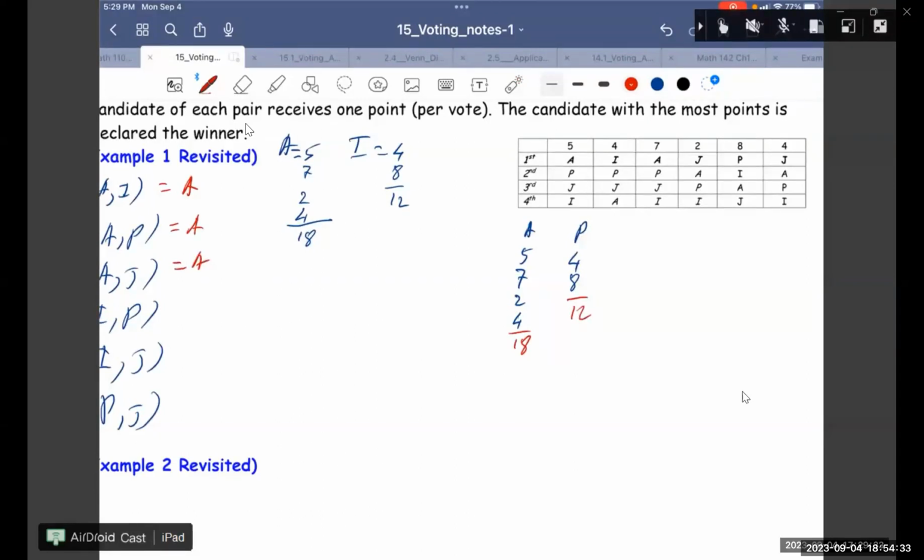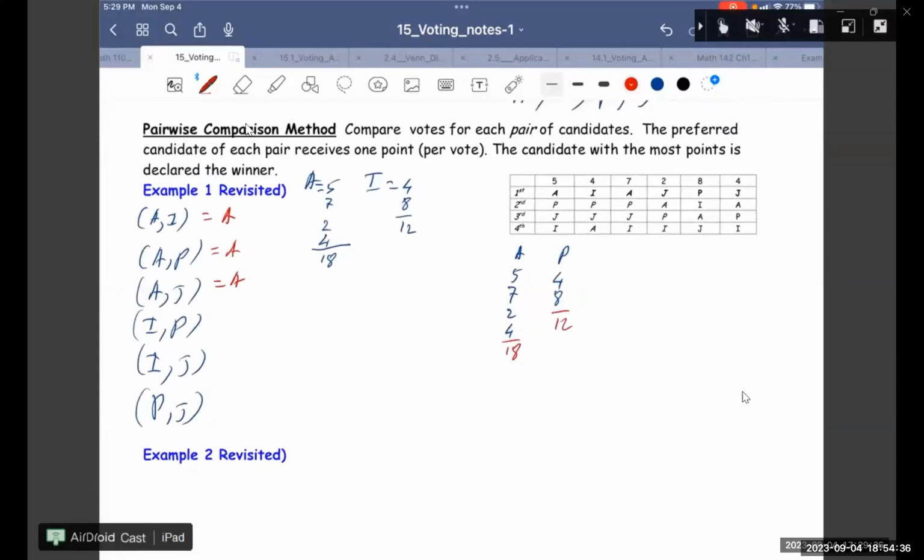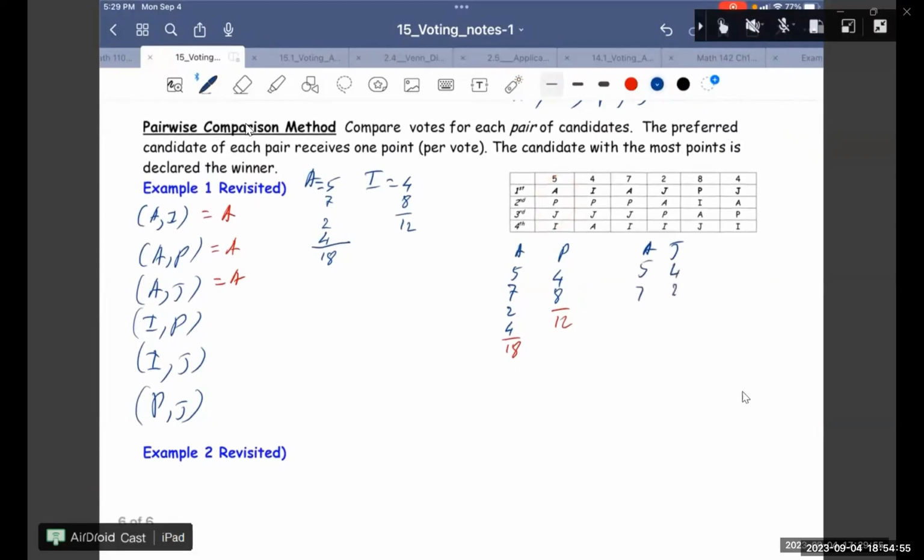And we can see this as the IP. Oh, AJ. So A, 5, J, 4, A, 7, J, 2, A, 8, J, 4. So A.